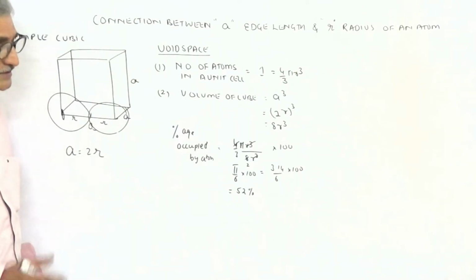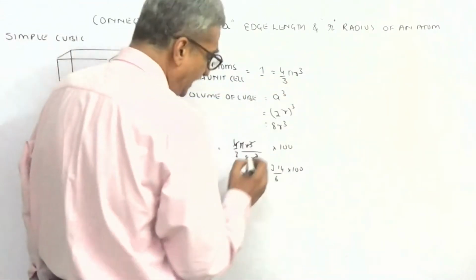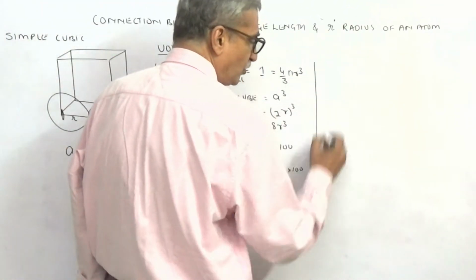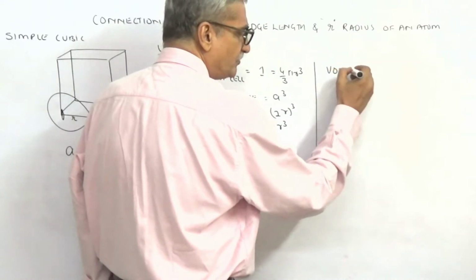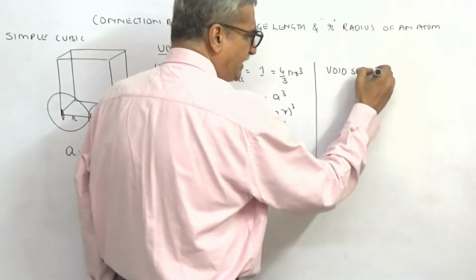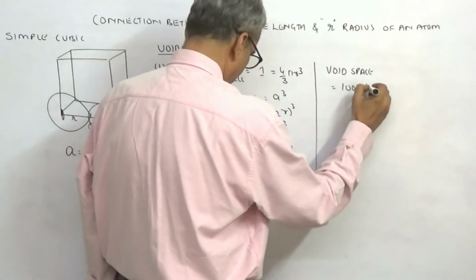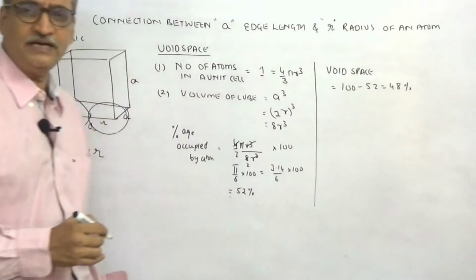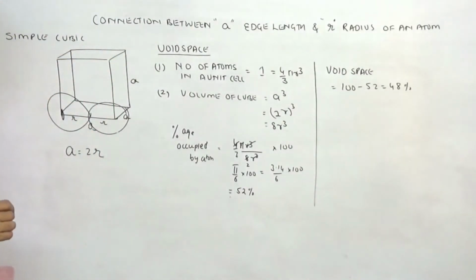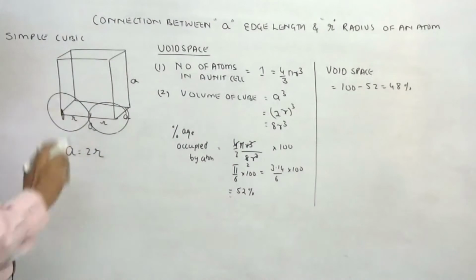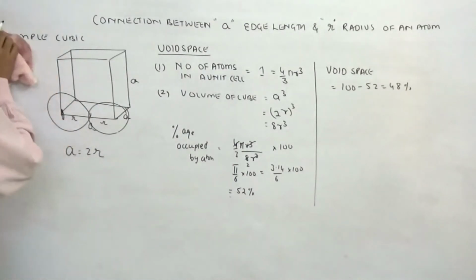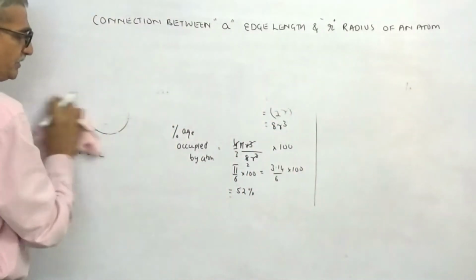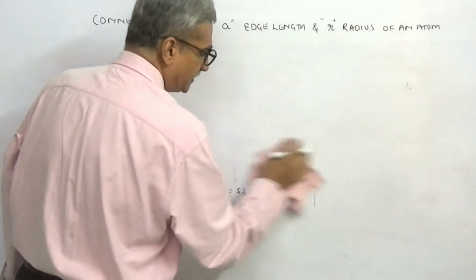Is this clear? So they either ask percentage occupied or they ask void space. Both are potential MCQs. So when I say void space, it is 100 minus 52, that is 48%. So 48% will be void space. So this was the calculation for simple cubic. Then what are we coming to? The next one that we are coming to is face centered cubic lattice.